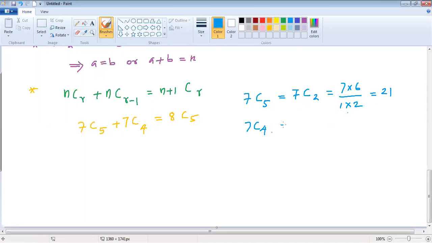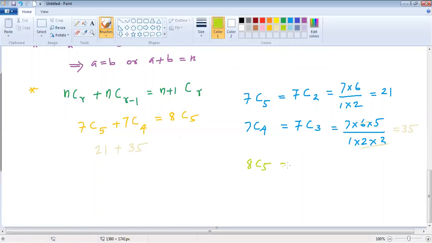7C4. 7C4 is the same as 7C3. 7 minus 4, 3. So 7 into 6 into 5. You can use the formula also. 1 into 2 into 3. 2, 3 cancels. 7 into 5, 35. So you can see that this is 21 plus 35. We'll check what is 8C5.